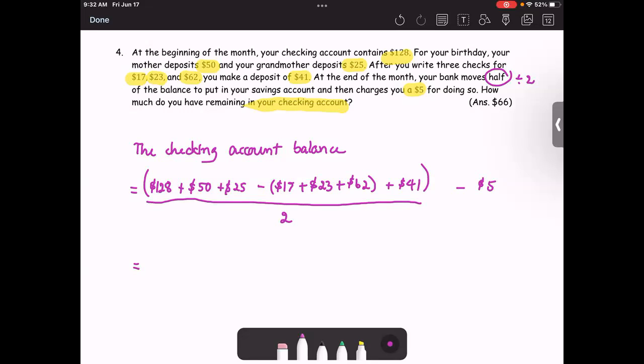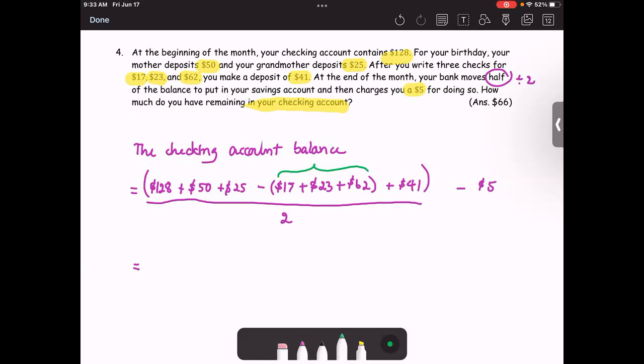So we are going to simplify this expression. As you see, this expression contains addition, subtraction, grouping symbol, and division. We're going to work on the grouping symbol, which is the numerator of the first term. And then within the grouping symbol, we have another grouping symbol. You see the group here as the portion of the 3 checks that you wrote, $17, $23, and $62. We add these 3 numbers together.